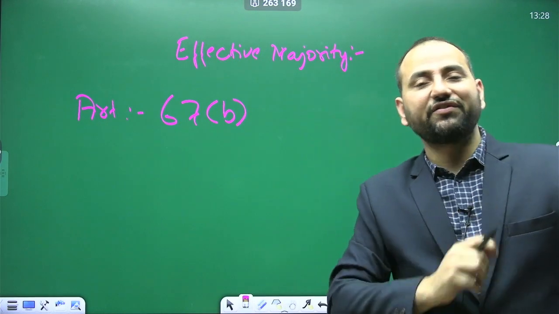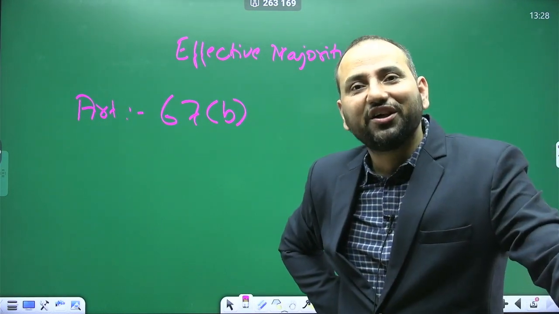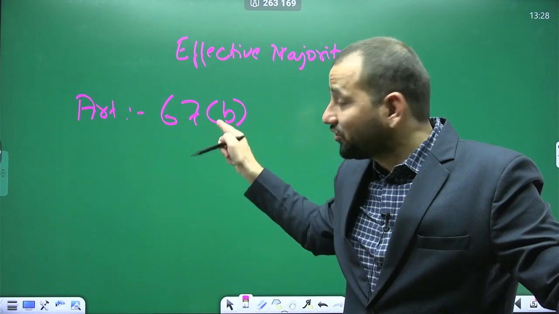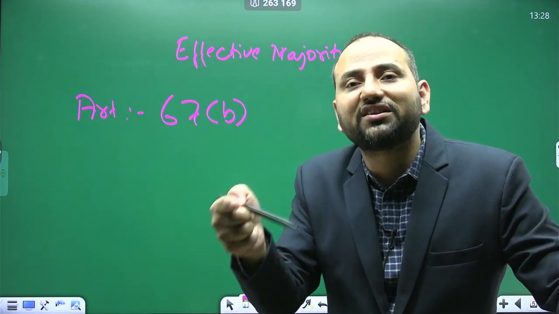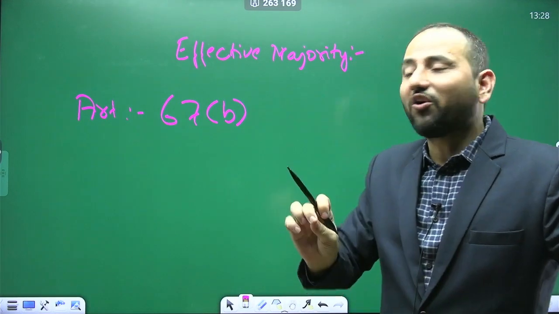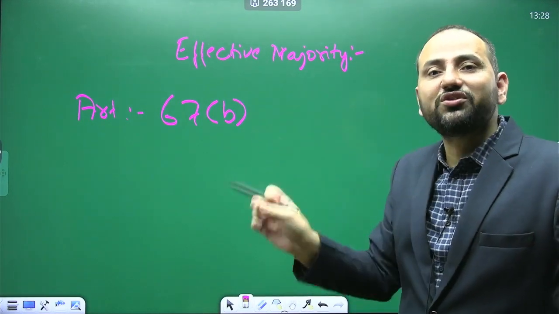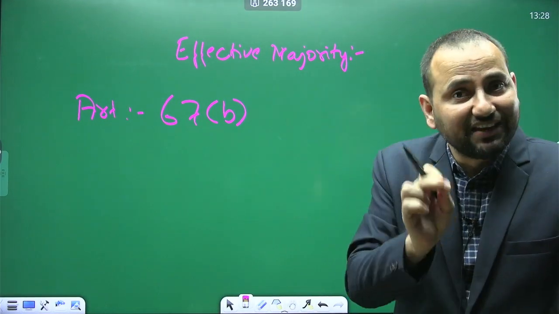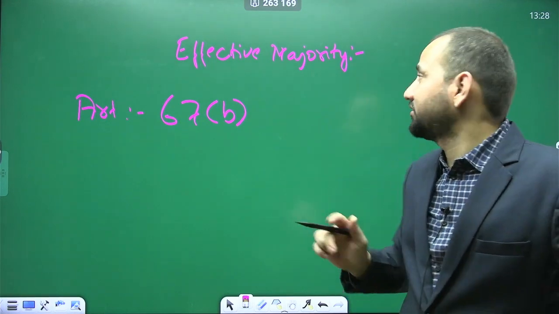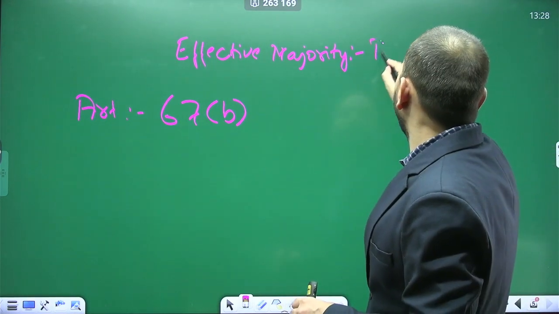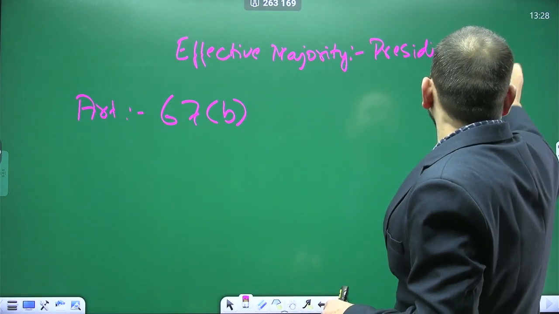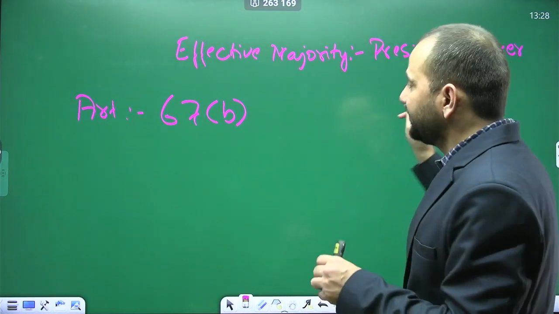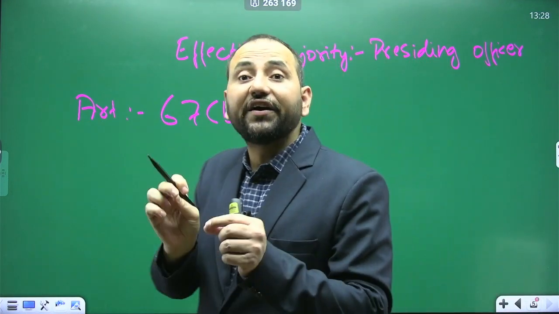Why am I specifying the Vice President of India? Because we need to understand that the process of removal of Vice President of India means the process of removal of Chairman of Rajya Sabha also. So whenever we talk about effective majority, it is used in only one instance, and the instance is removal of presiding officers. Whenever we have to remove any presiding officer, this concept of effective majority is used, which simply means majority of the effective strength of the house.